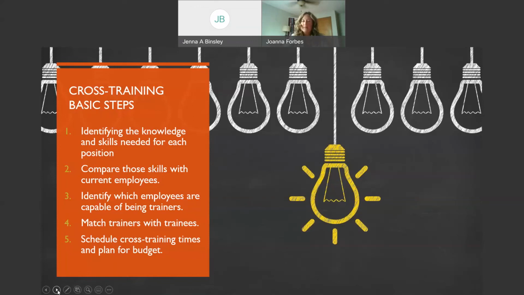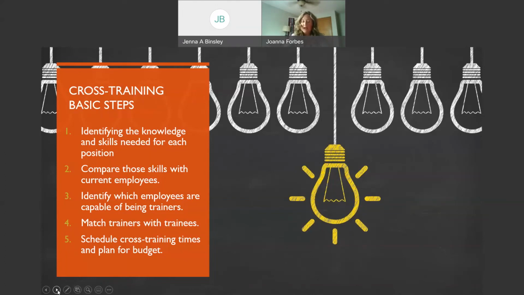And you want to match them up and then make sure you schedule those times for doing it and plan for the budget. And the reason why I like to remind to plan for the budget is because if somebody's being cross-trained, then that person's position would need to be filled for that shift for sure. So again, this could be something that happens in 5 minutes, and that's okay, but you really want to think it through. And again, you're going to make sure that you have some specific times in there.